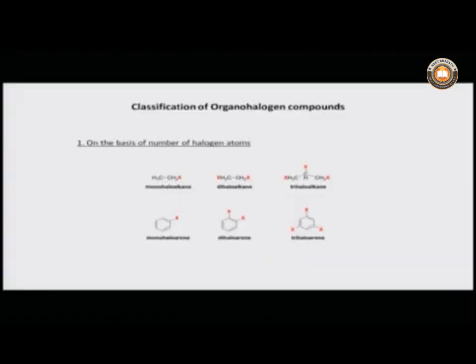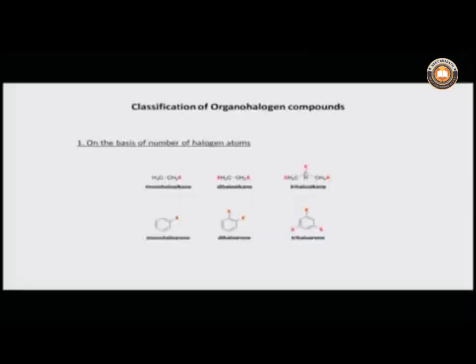I have an ethane molecule that is substituted with a halogen atom here. This is a monohaloalkane, where by X, as I have mentioned, I mean either fluorine, chlorine, bromine or iodine. One halogen atom is attached to it, and the second one is a dihaloalkane. I have put 1 halogen atom each on the 2 carbon atoms of ethane. So this is a dihaloalkane. They are normally called di plus the name of the halogen atom and then the alkane that it corresponds to.